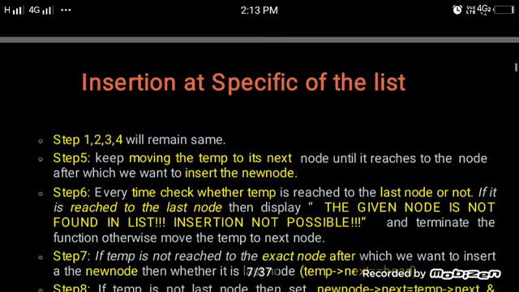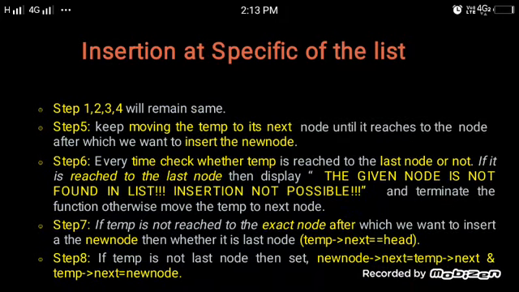After that, insertion at a specific position of the list. Whenever I want to insert at a specific location, whether in a single linked list or a circular linked list, steps 1, 2, 3, 4 remain the same. In step 5, keep moving the temp to its next node until it reaches the node after which we want to insert the new node.